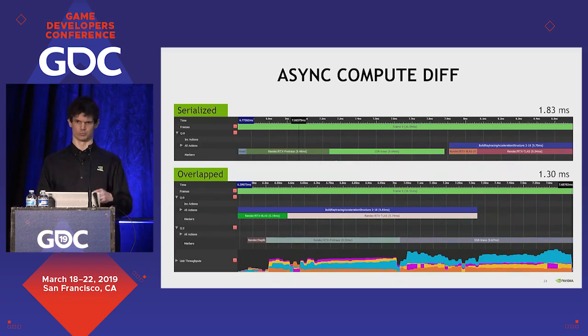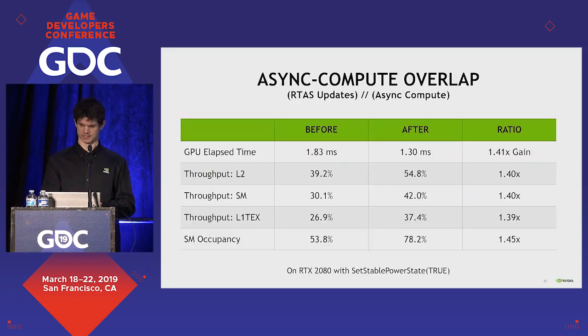Now, we do the same experiment, except that we overlap them on 2 queues. So we have the direct queue doing the BVH builds, the RTS builds in this case, and I think the compute queue does the rest. And you can see the delta. The delta in GPU time is a 41% gain here, and the throughput percentages per unit got up by 40%. So it's almost the same scaling factor. And the SM occupancy also got up.